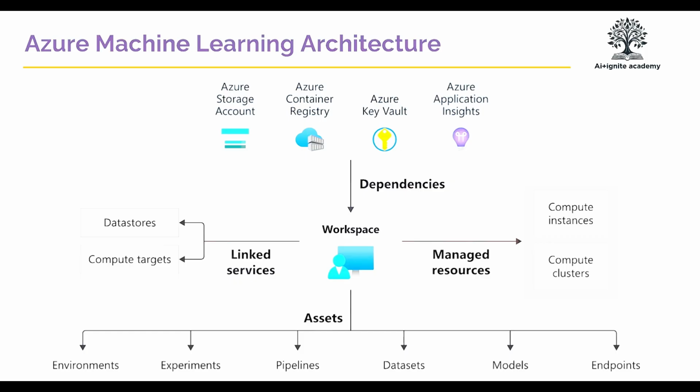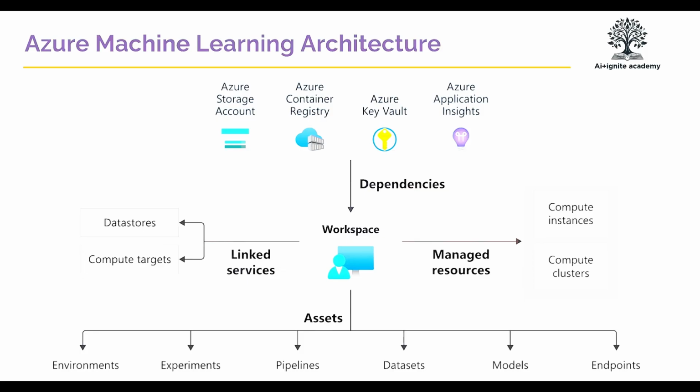Under the workspace, basically all your machine learning models, MLOps, and resources will be available. So you can delete that one workspace, which will in fact delete everything related to it. That's why we are creating a workspace, and then everything will be attached to it. Okay. To the right side, you can see managed resources, compute instances, and compute clusters. These two are important because the compute instances and the compute clusters are the ones which help us run these machine learning models. To the left side, we have linked services, so data stores and compute targets.